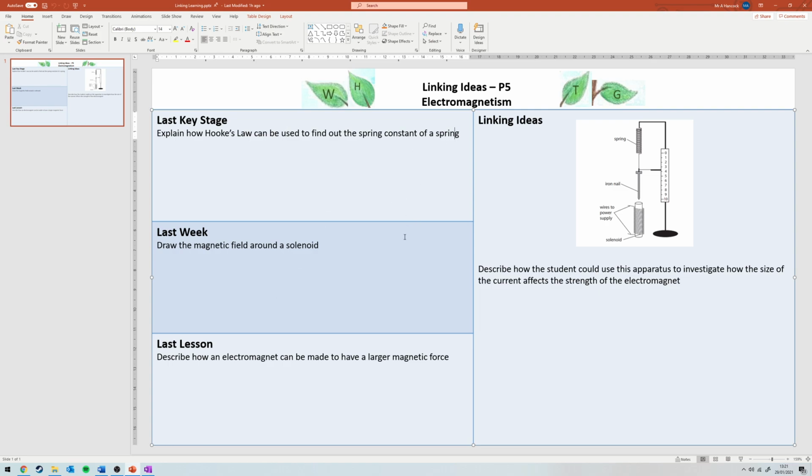So the question is, explain how Hooke's law can be used to find out the spring constant of a spring. That's what you did last key stage. So last week, which is not quite last week, seeing as everything's been a bit messed up with the home learning, draw the magnetic field around a solenoid. Last lesson, describe how an electromagnet can be made to have a larger magnetic force.